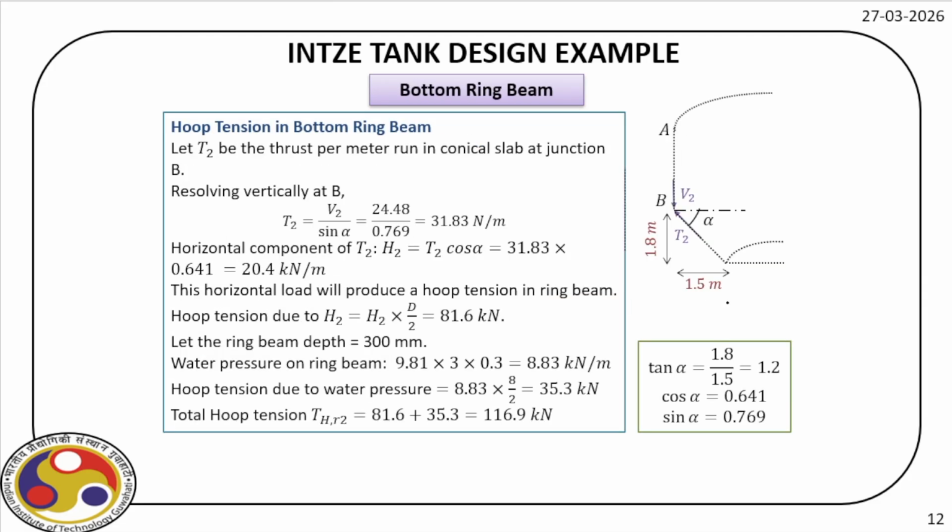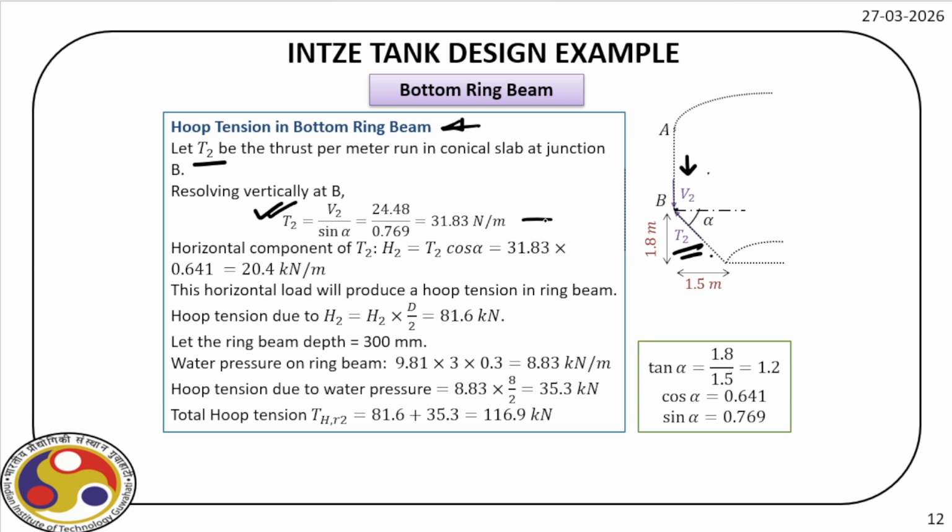Okay, let us go to the next critical component, which is the bottom ring. So hoop tension in the bottom ring beam we have to calculate. Let T2 be the thrust per meter in the conical slab. You can see here at the junction B, at this point. Then if we resolve vertically and consider vertical equilibrium, we can find out what is T2, because we already know V2.